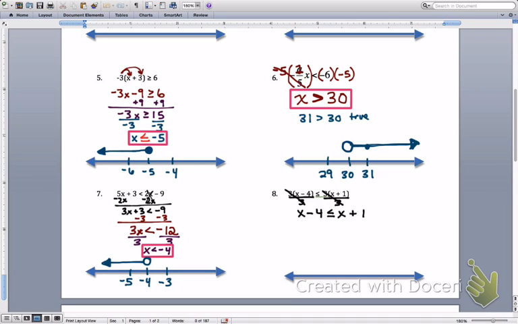Alright, we've got numbers and letters on both sides, so let's get our letters on the same side, on the left. I'm going to subtract an x. When I do that, all of the x's cancel out, so I have the statement -4 is less than or equal to 1. Now I have to evaluate, is this true or is this false? In this case, it is true. Therefore, my solution is all real numbers.